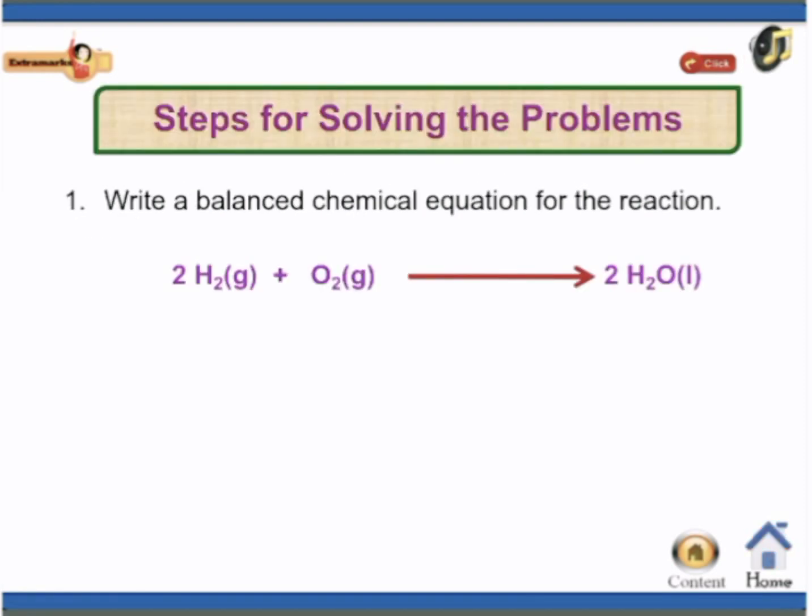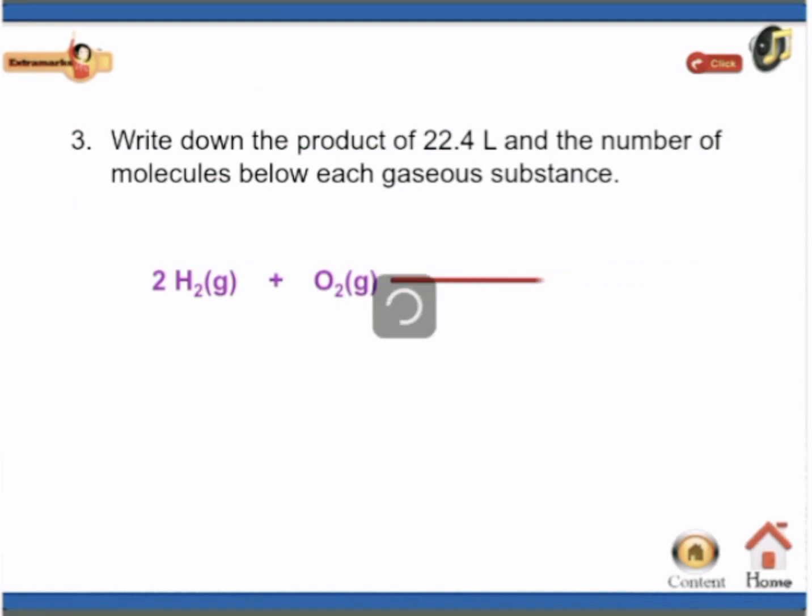Steps for solving such problems are: Step 1. Write a balanced chemical equation for the reaction. Step 3. Write down the product of 22.4 liters and the number of molecules below each gaseous substance.